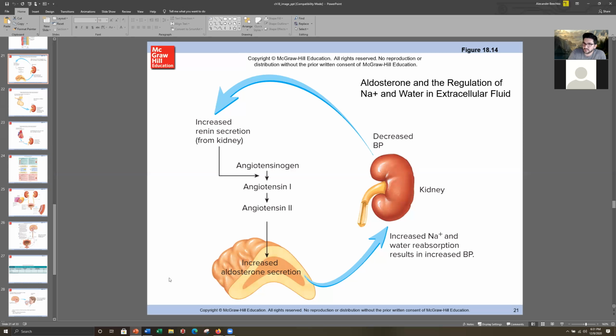The reason that's important is aldosterone can then act on the nephrons of the kidney to allow for increased sodium and water reabsorption and help increase things like blood pressure.